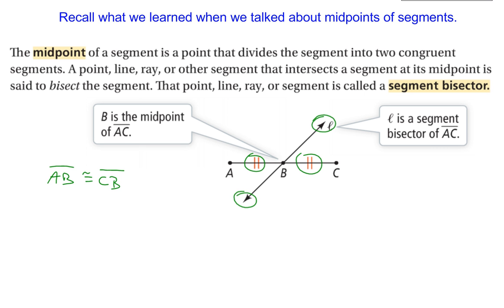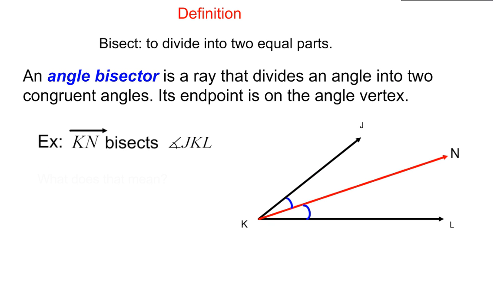So how does that apply to angles? So suppose I want to bisect an angle. Well, what does it mean? To bisect means to divide it into two equal parts. So an angle bisector is a ray that divides an angle into two congruent angles. And its endpoint is on the vertex, on the angle vertex.